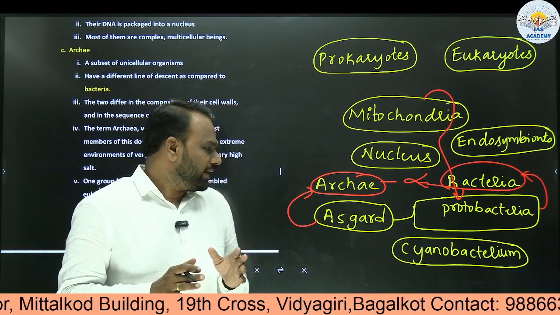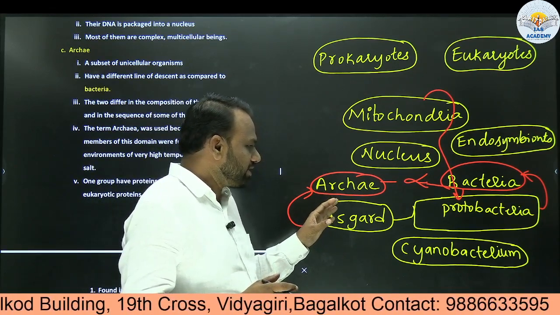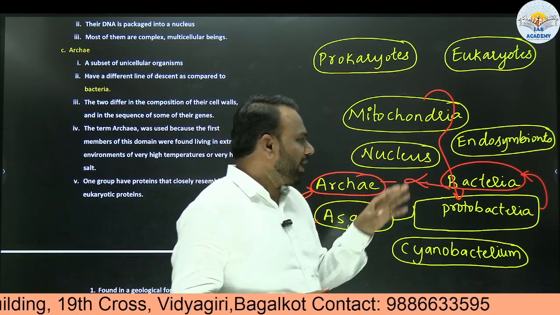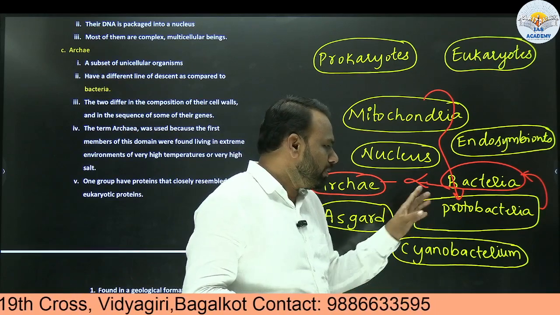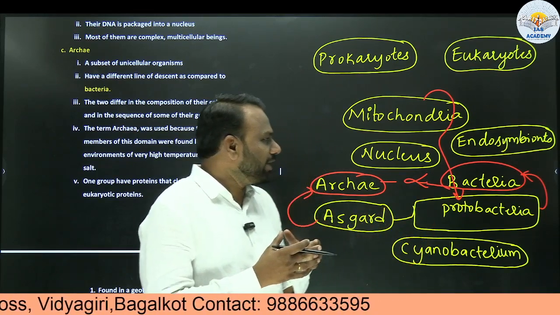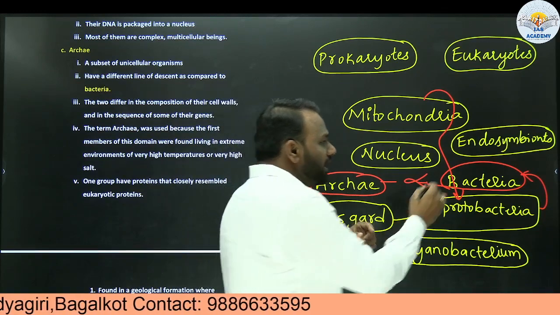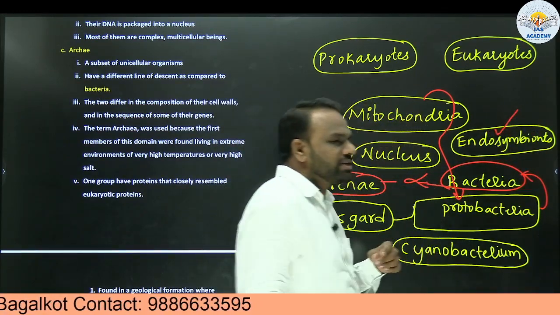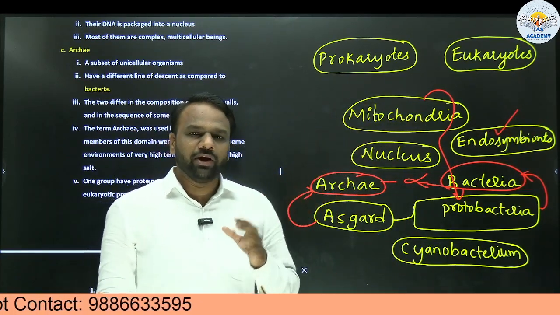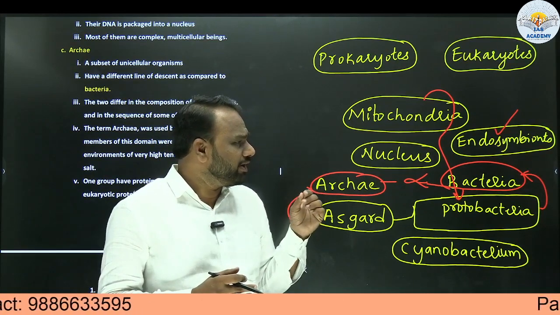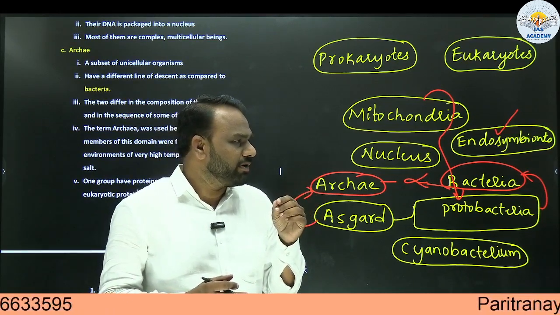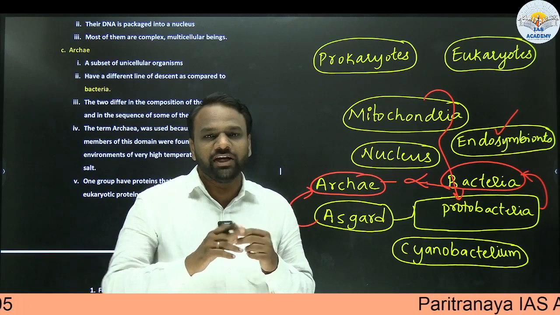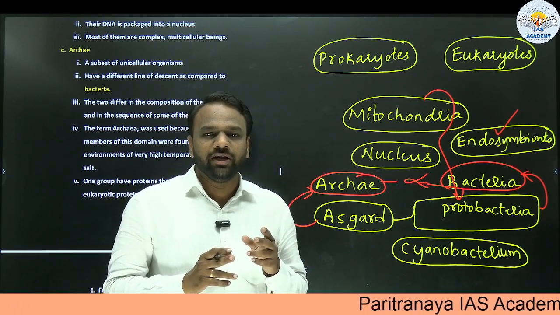Next, what did Asgard do? Asgard consumed protobacteria, then both of them united. That process we call endosymbiotic. When we say symbiotic relationship, we call it a symbiotic relationship when two species are dependent on each other. Okay, two species are dependent on each other.